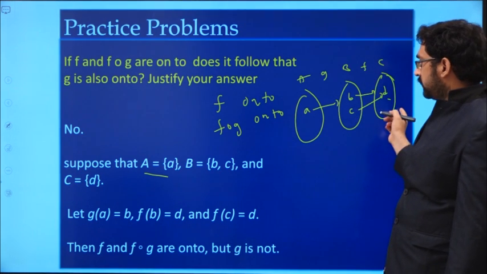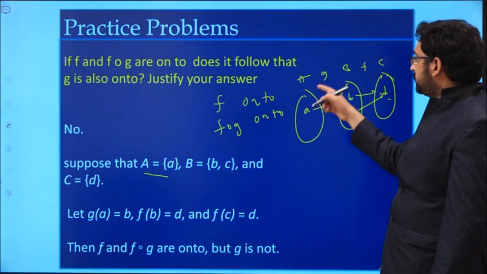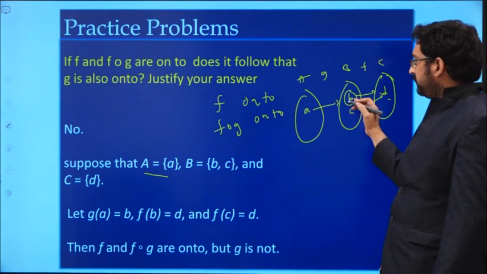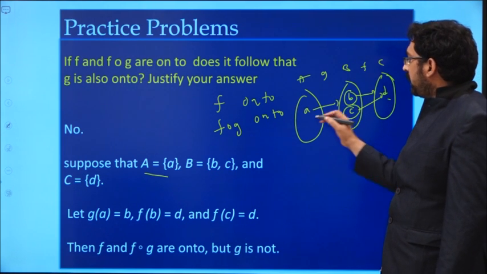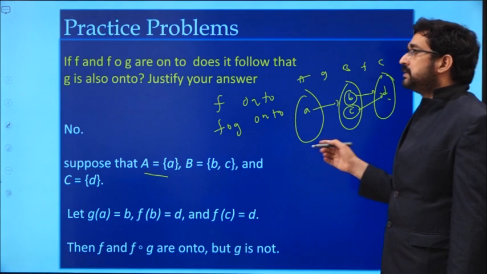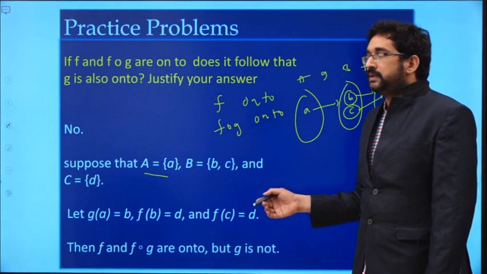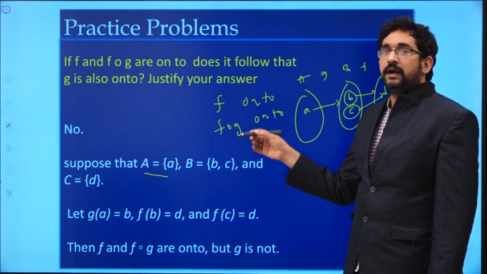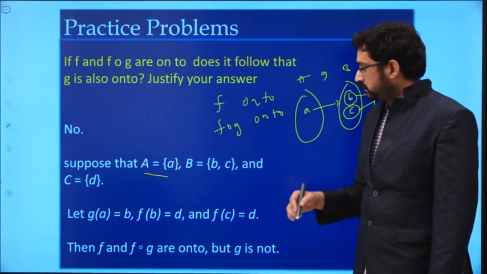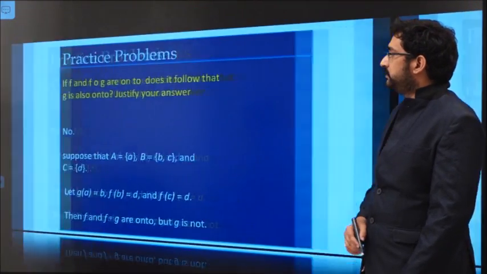Similarly, f circle g is onto. But here g is not onto because b has a mapping from a, but c doesn't have a mapping from the domain. That's why g is not onto. So from this example, we can conclude that even though f and f circle g are onto, g need not be onto. With this example, we can prove that.